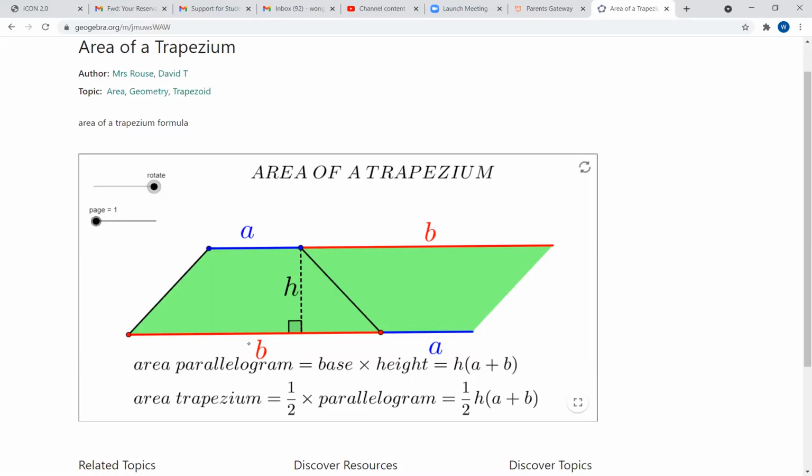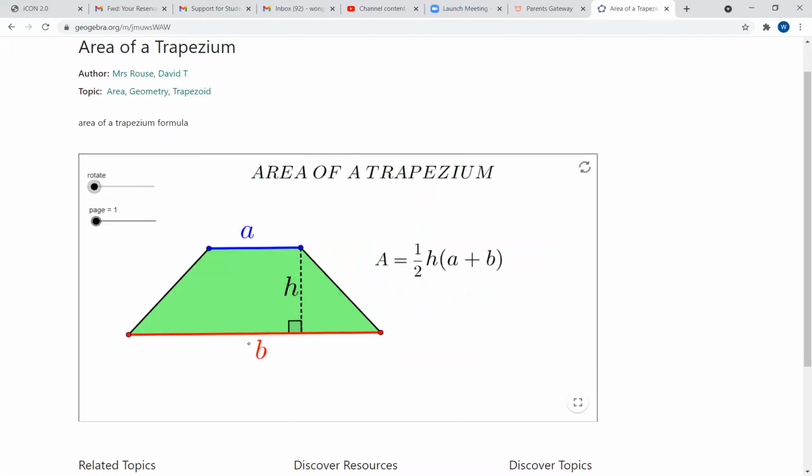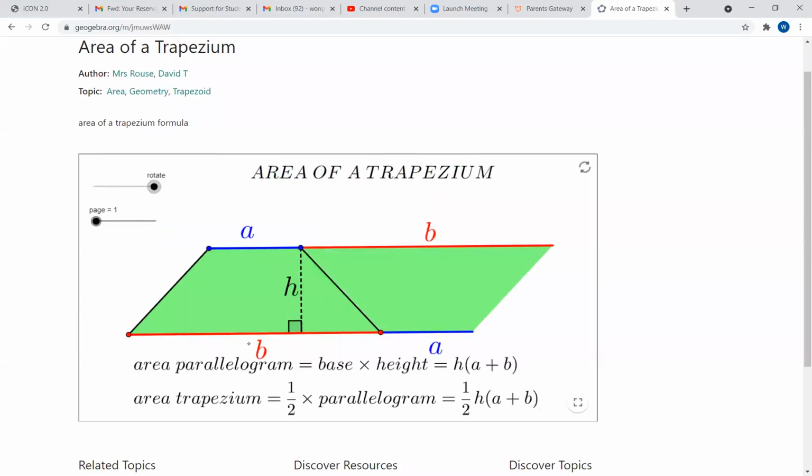Okay, so if I tell you the area of this parallelogram is 10, then what is the area of this trapezium? 5, correct? Correct. You all get it? Okay, let's try another one. If the area of this trapezium is 2, then what is the area of this parallelogram?